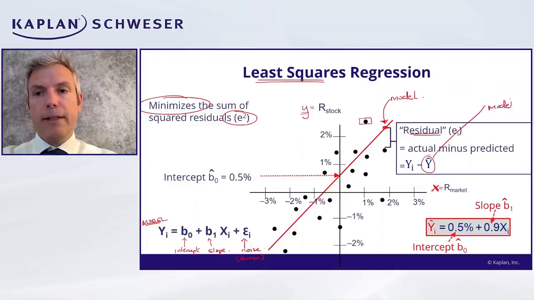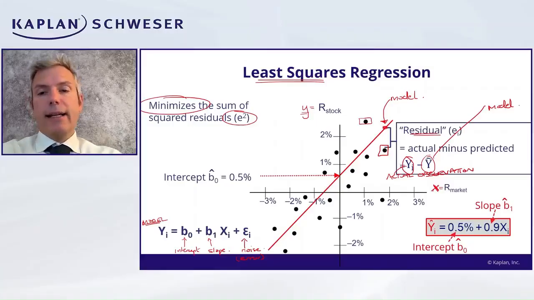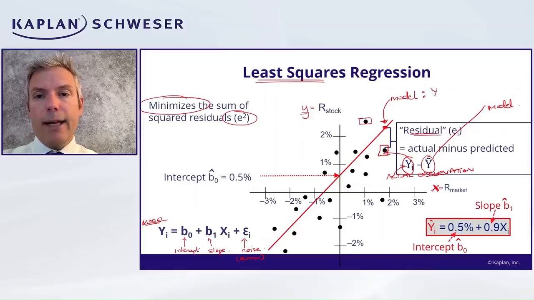So a residual is the difference between your model and what's actually observed. In this case, for this particular data point, we're actually observing this dot here. The difference between that dot and the line is a residual, and technically that's a negative residual, isn't it? Because your actual observation yi is below your line, your model, which gets the letter y hat.